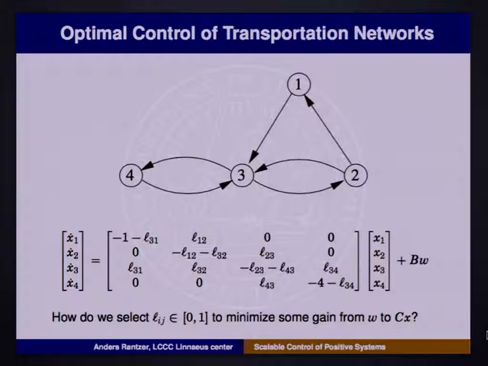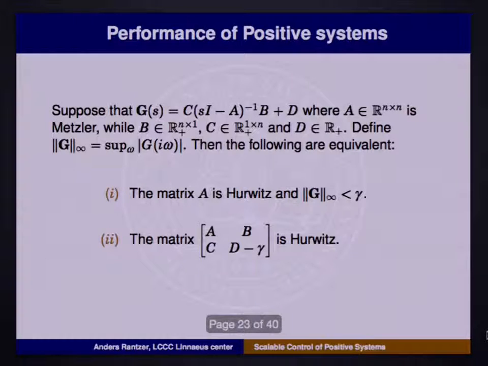Let's look at this model and ask, how do we select the parameters to not only get stability, but also optimal performance? To do that, we have to use another nice theorem for positive systems, specifying conditions on the input-output map. So this is the transfer function given in the usual form. And we now want to find the parameters of the A matrix so that we minimize the gain of this transfer function.